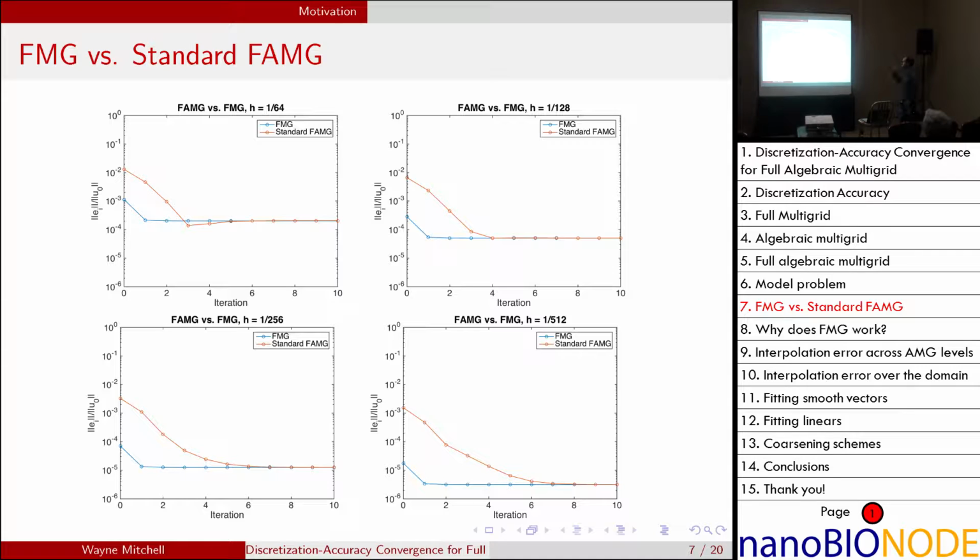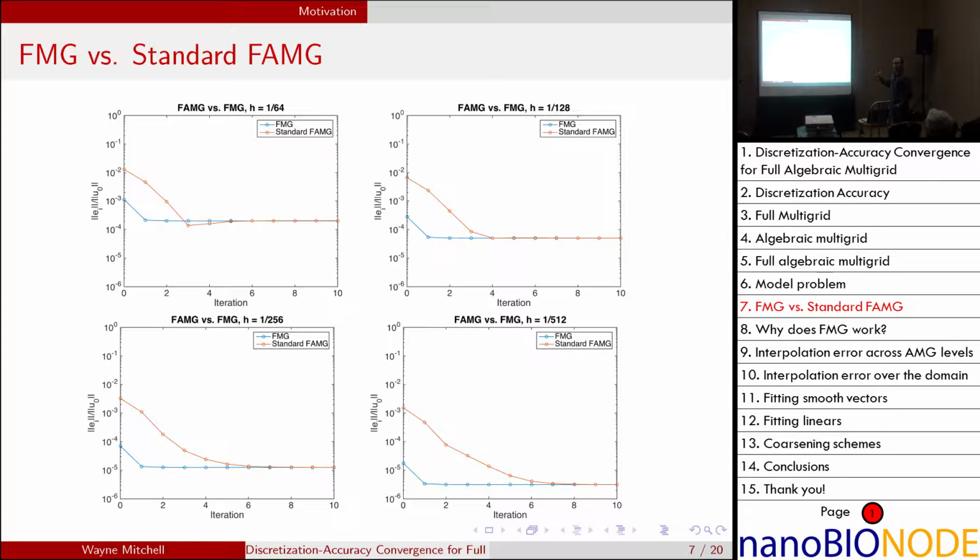So you can see FMG is, as you scale up problem size, just crushing this thing to discretization accuracy, no problem, as you would expect. But FAMG, you can see it's taking more and more fine grid V cycles to get down to that level of discretization accuracy.